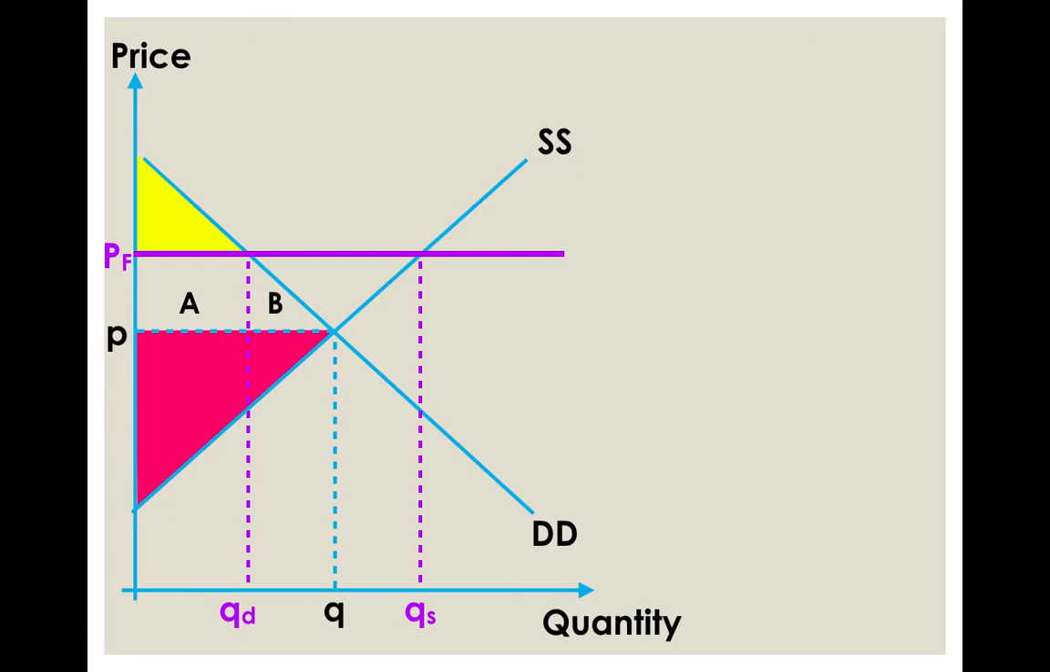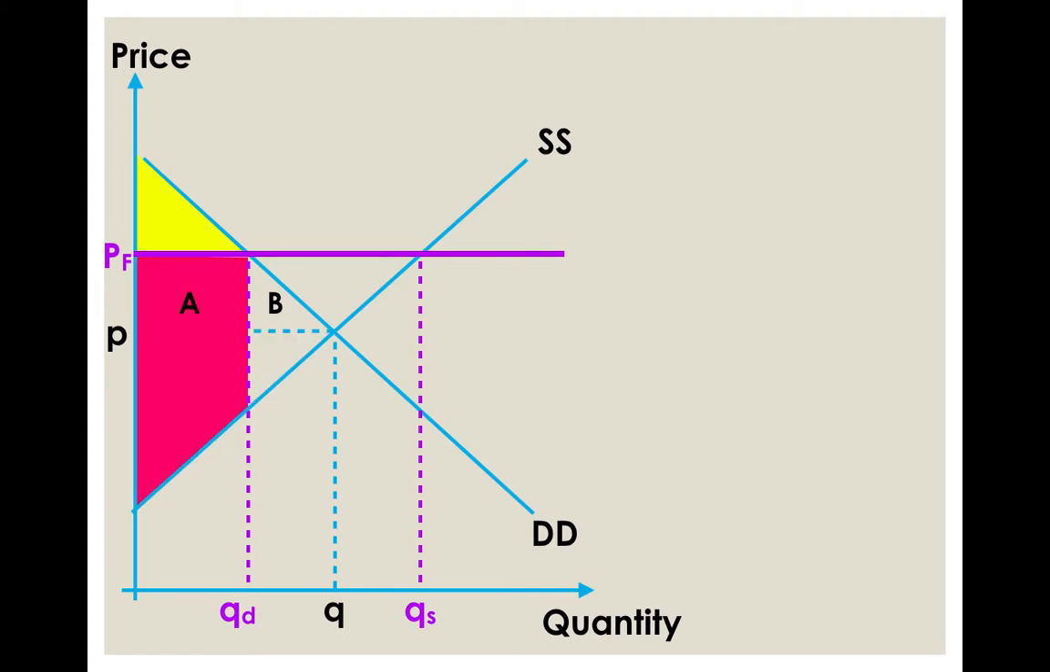What about producer surplus then? The analysis on producer surplus is actually more complicated because while producers are receiving a higher price for every unit that they sell, PF, they are at the same time selling fewer units. So producer surplus actually changes from this pink triangle to the pink trapezium.